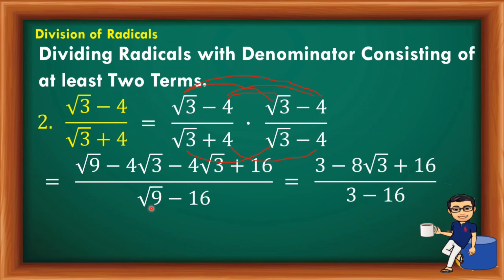And square root ng 9 ay 3. So, 3 minus 16. So, we have this. 3 plus 16. So, ito ay pwedeng i-combine. 3 plus 16, 19. So, ito kinopya na lang. Minus 8 is square root of 3. Then 3 minus 16 is negative 13. And that will give us the answer.